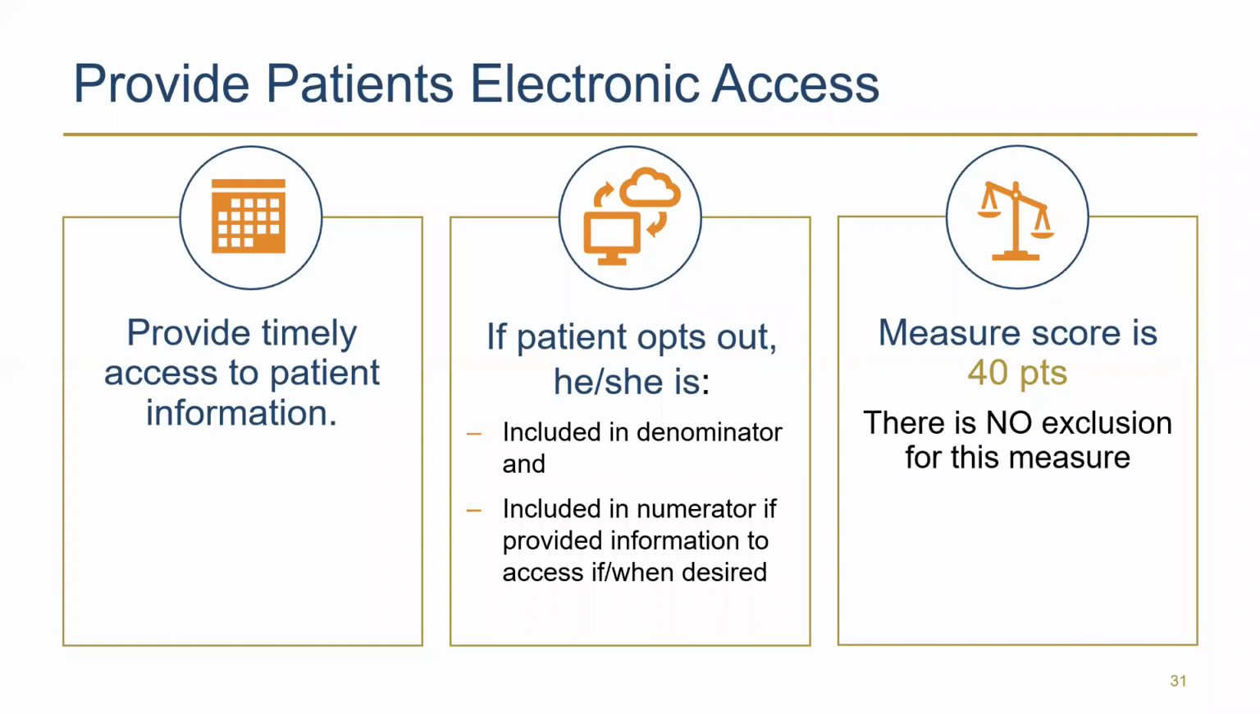This measure has the highest weight in the Promoting Interoperability category. It is worth 40 points, and there is no exclusion for this measure. When exclusions are taken on other PI measures, it will often make this measure worth more.